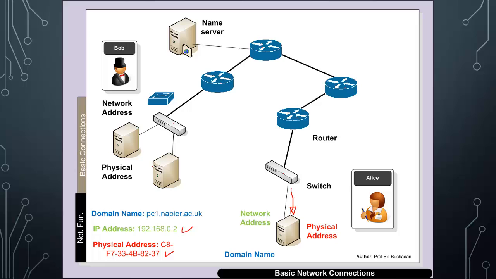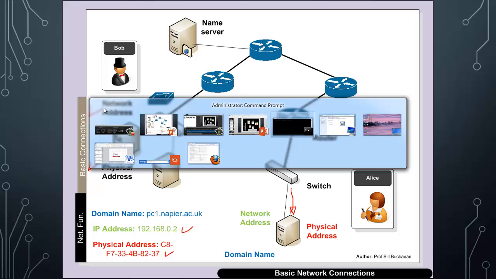So the physical address is only actually required for the first part and the last part of the journey. As we'll see, when the data travels over the network, the physical address of the data packet, or the data frame, will actually change as it goes through the network, but the network addresses never change.